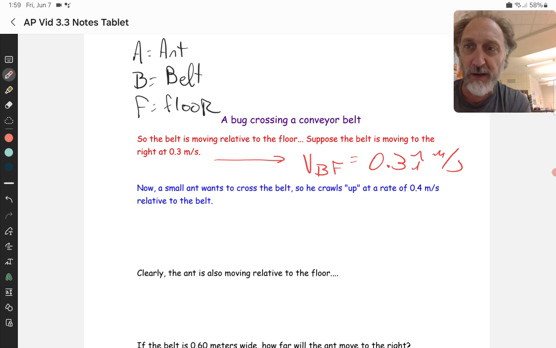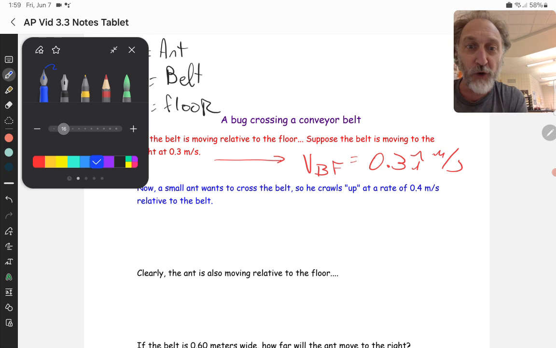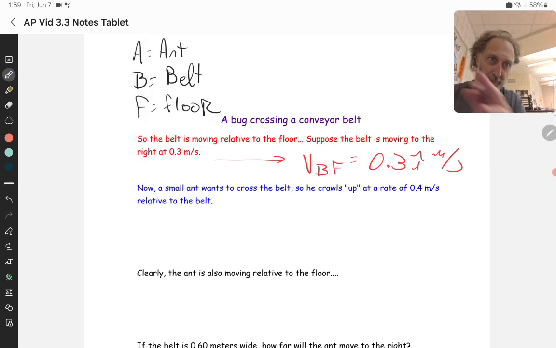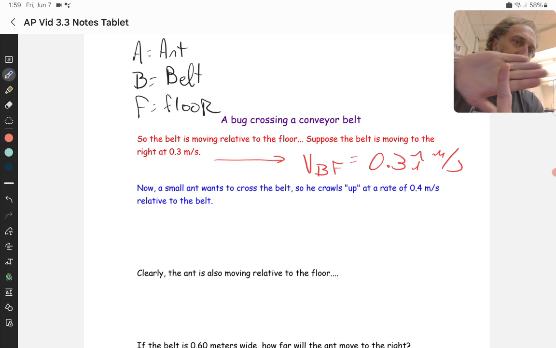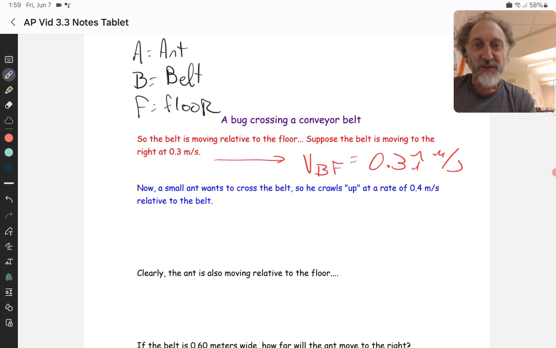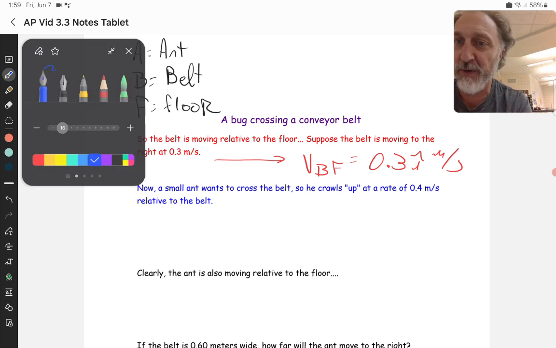Then it also tells us that an ant is trying to cross the belt. So the belt is going this way, and our ant's trying to cross it. This is top view. So here's my belt, and here's my ant. The ant wants to cross the belt, so he crawls up, this way, across the belt at 0.4 meters a second. So here we go.